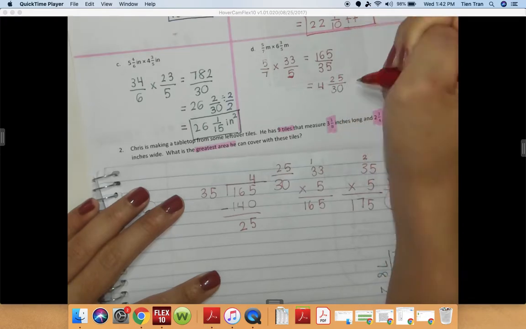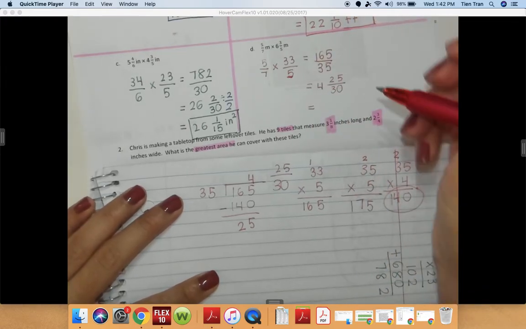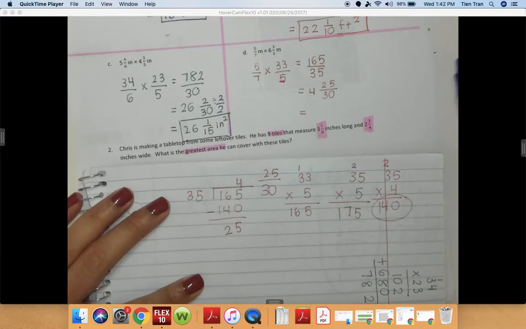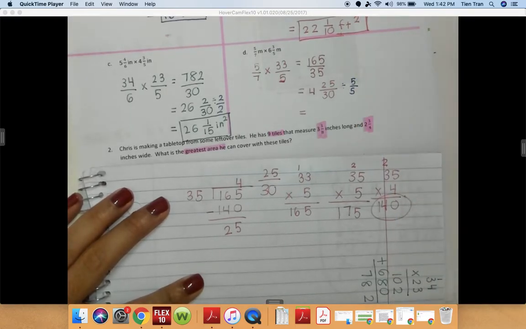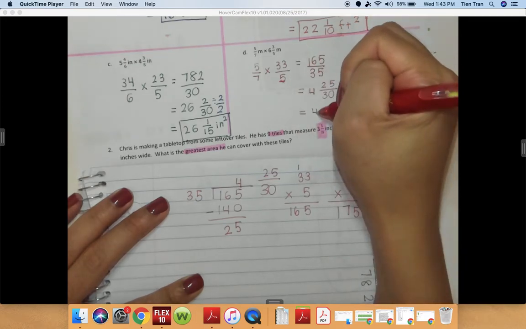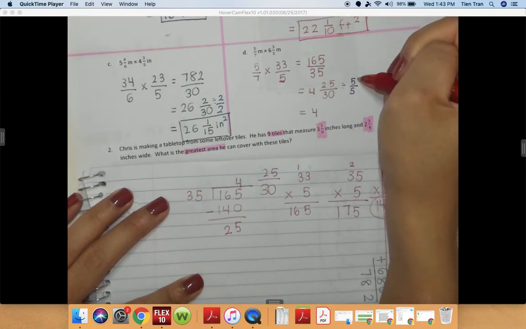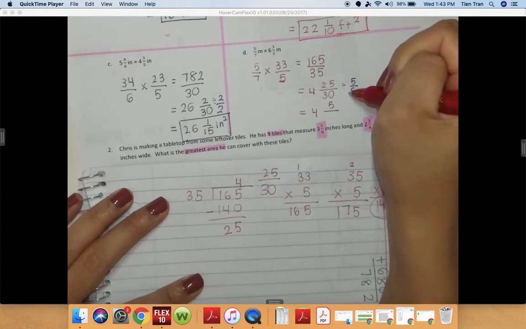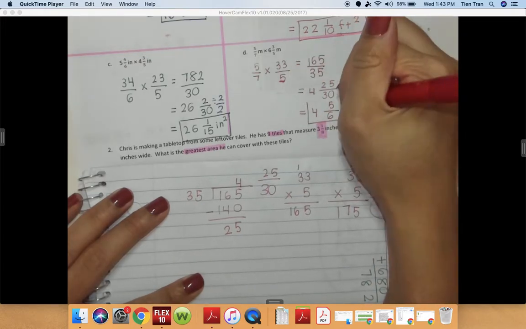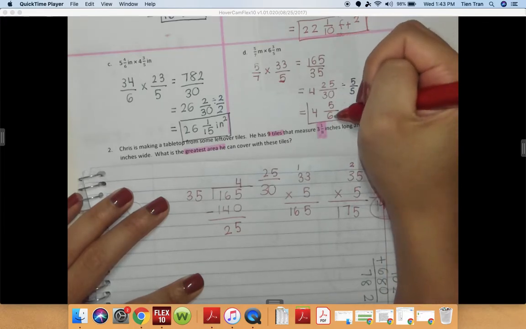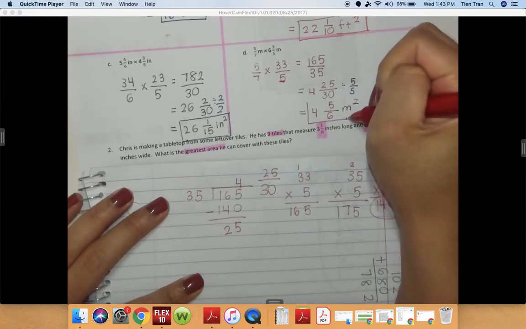And if you notice, those numbers are pretty big. I can actually simplify that by dividing by 5 over 5. 25 divided by 5 is equal to 5, and 30 divided by 5 gives me 6. So my final answer is 4 and 5/6 meters squared.